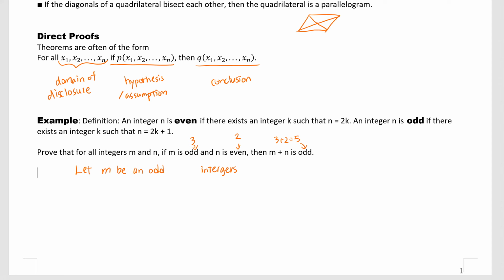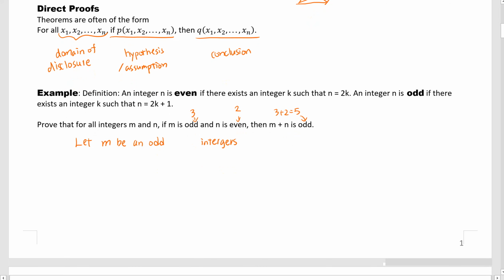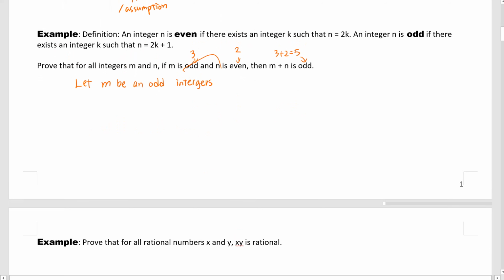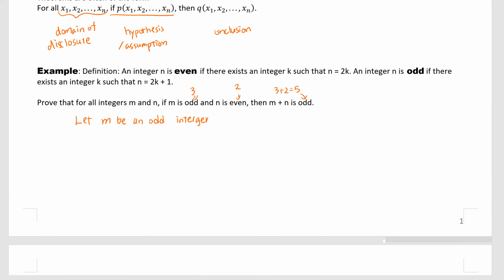Let me fix this. Let m be an odd integer and n be an even integer. So that's the first sentence.